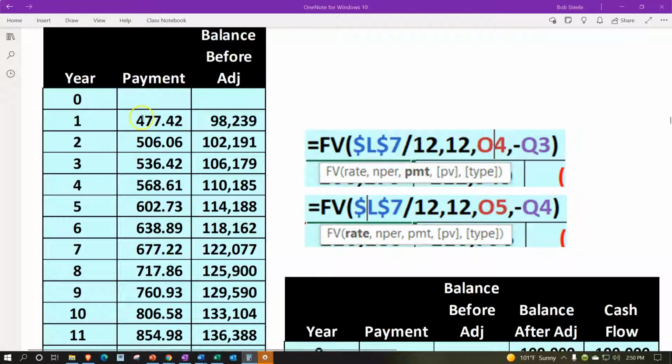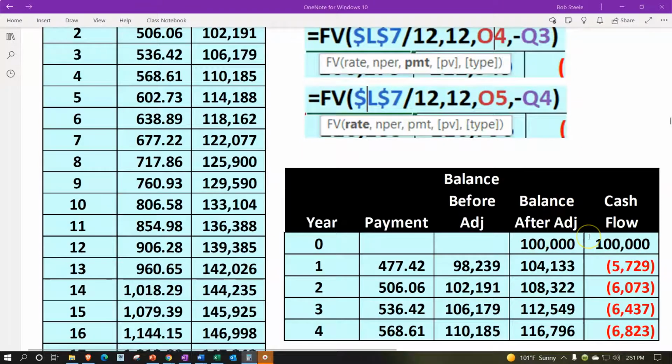I'm sorry, that's not negative. The last portion, the present value, would be negative of the prior balance, which if it was the first one would be the 100,000 right there.